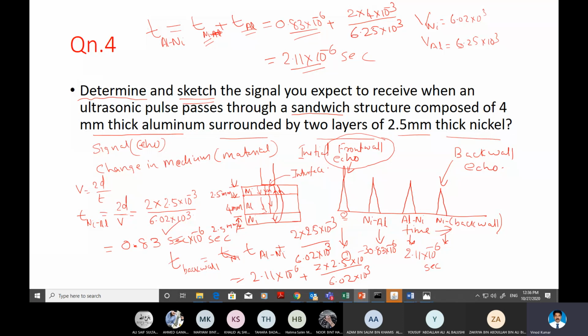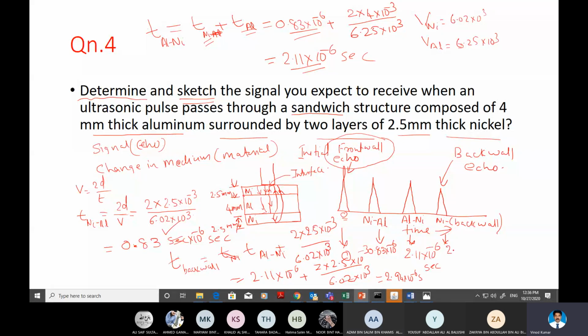So what I did, I took the time for the ultrasonic wave to travel from the front to the aluminum-nickel interface. That means from here to here plus nickel. Nickel is this one. That is the same value, 2 into 2.5 times 10 to the minus 3 divided by this. So the answer you are getting is 2.94 multiplied by 10 power minus 6.